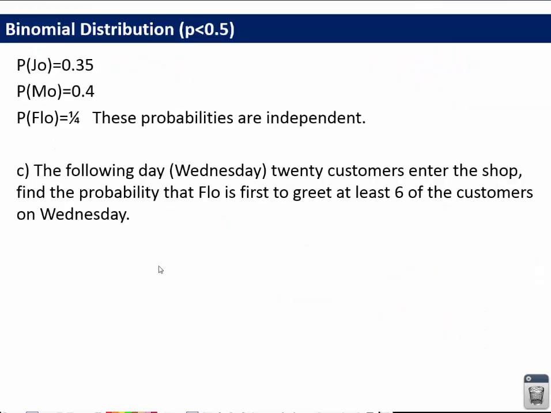Okay, on to the third question, question C. The following day, Wednesday, 20 customers enter the shop. Find the probability that Flo is first to greet at least 6 of the customers on Wednesday. This question seems very similar to the last question, but are there any differences? Well, yes. First of all, it's Wednesday. There are now 20 customers, so my n is now 20, and my probability is also different. It's Flo, so the probability is a quarter, which is 0.25.